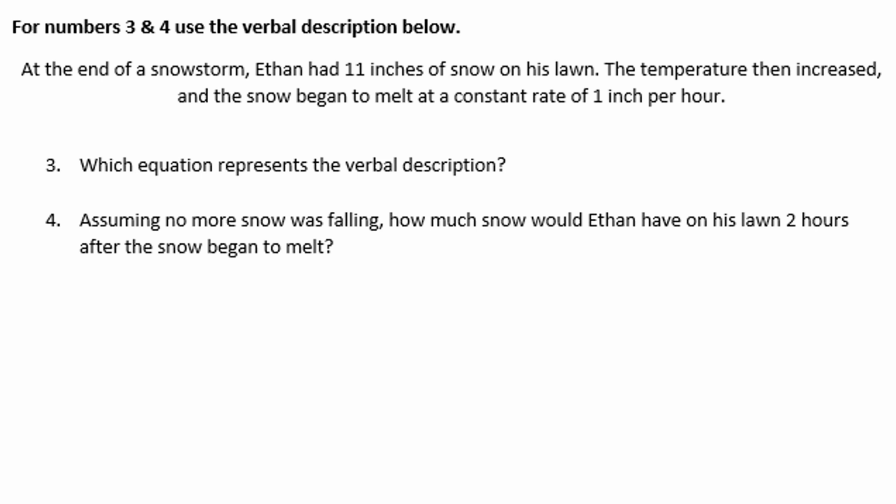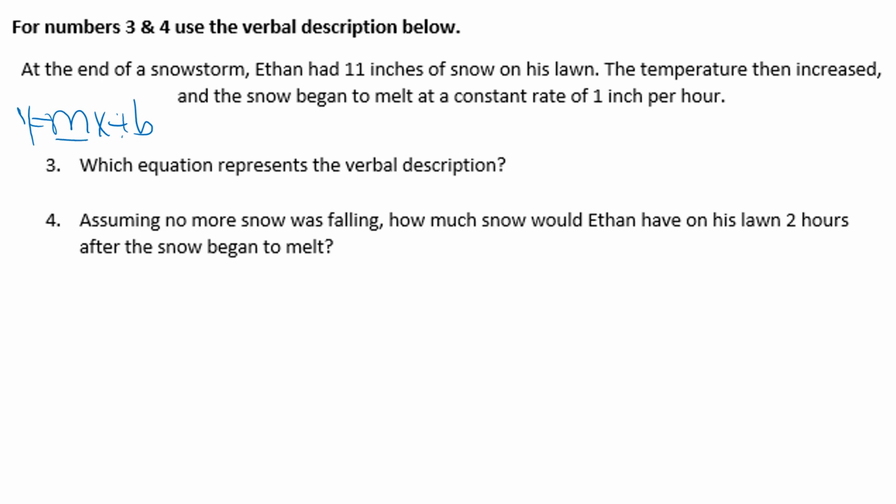For questions 3 and 4, use the verbal description below. At the end of a snowstorm, Ethan had 11 inches of snow on his lawn. The temperature then increased and the snow began to melt at a constant rate of 1 inch per hour. So remember, your equation is y equals mx plus b.